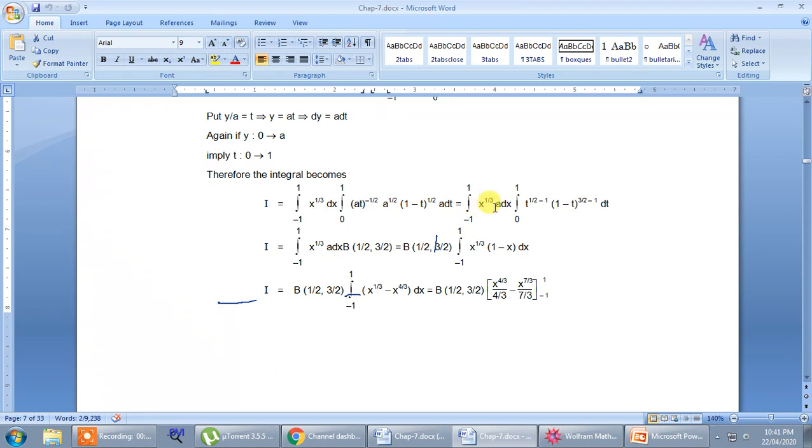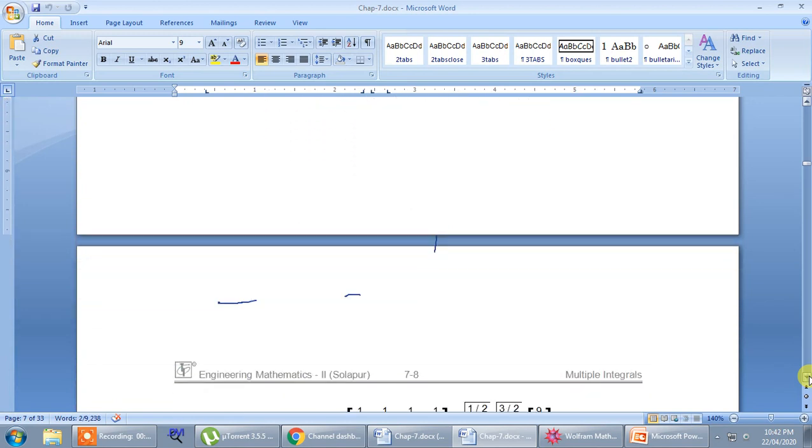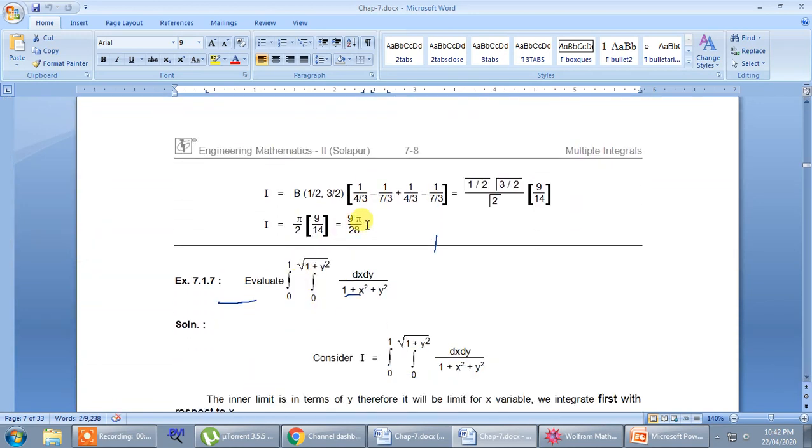So x raised to 1 by 3, a is nothing but 1 minus x. So t raised to 1 by 2. Actually it is minus 1 by 2, but minus 1 by 2 can be written as 1 by 2 minus 1, and I got here 1 minus t raised to 3 by 2 minus 1, because 1 by 2 plus 1 minus 1 gives you 3 by 2 minus 1. So this is nothing but your beta form that can be simplified like this, and after this the integration is quite easy, therefore the integration is possible, and the integration values are written over here. The remaining part you can do at home. So your final answer is 9 pi by 28.